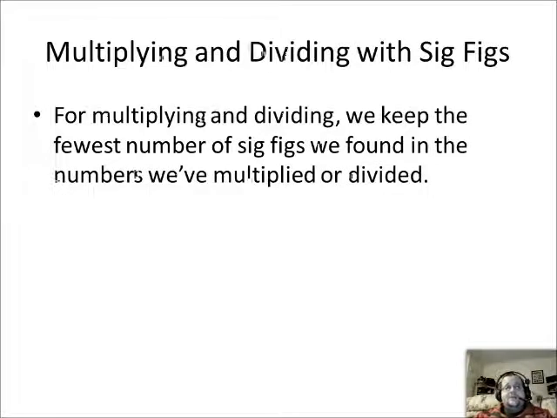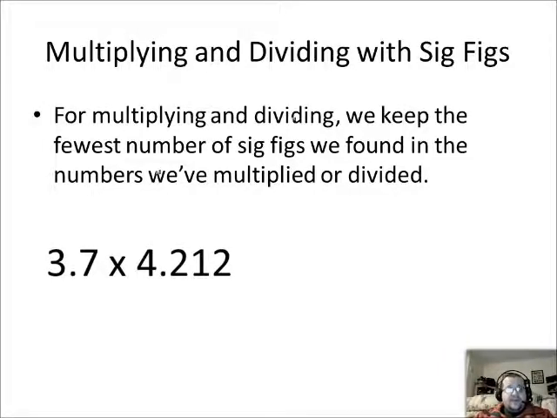Now, multiplication and division is slightly different. We're not worried about decimal places anymore. We're worried about total number of significant figures. We're going to keep the fewest number of sig figs that we find in the numbers that we're working with. In our sample calculation, we're multiplying 3.7 by 4.212. Typing it into the calculator, we get 15.5844.